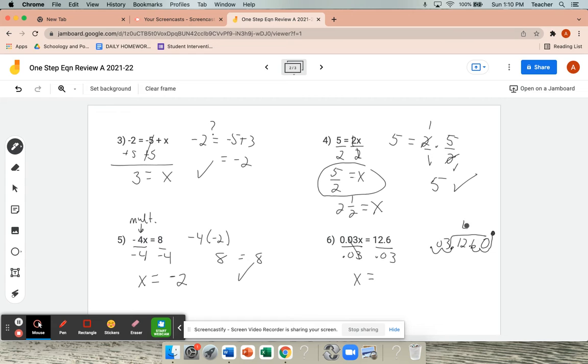3 goes into 12 4 times. Bring down the 6. 3 goes into 6 twice, which is 6. Bring down the 0. You have to bring the 0 down because you have a gap here. And 3 goes into 0 0 times. So x is 420.